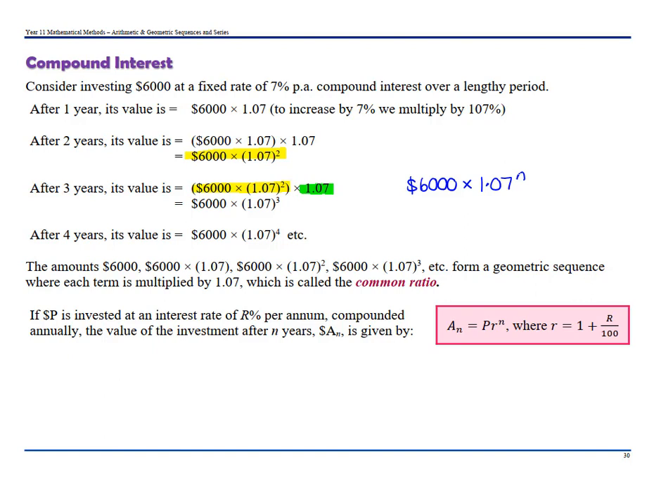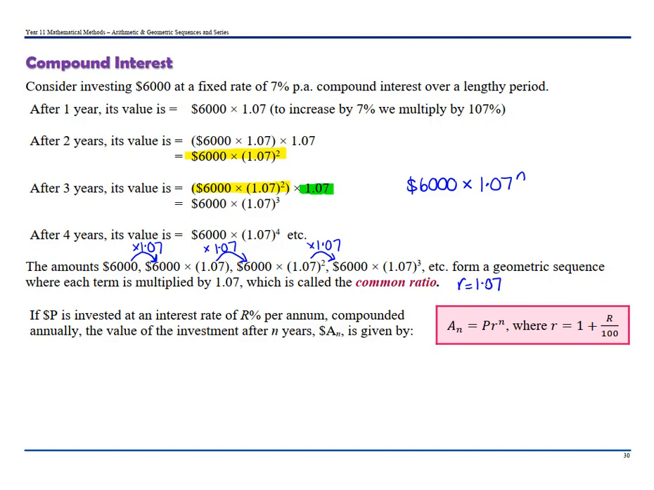And the other thing I hope you're seeing is that we're forming a geometric sequence. We've got 6,000 times 1.07. Then we times by 1.07, times by 1.07. So that geometric sequence represents compound interest. Our common ratio is our interest rate. So our r is our 1.07.